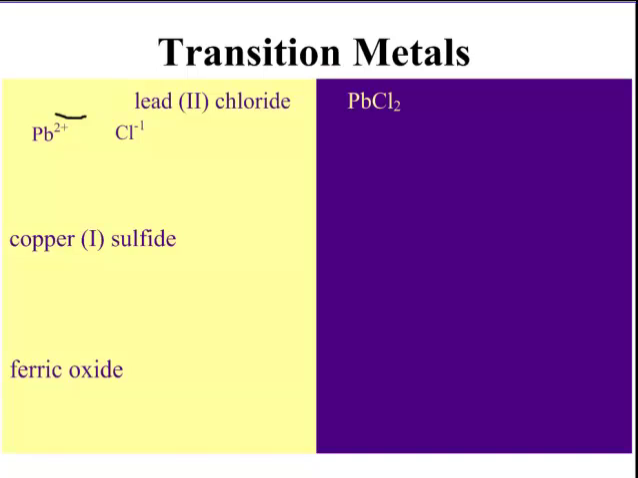Doing the same thing for copper 1 sulfide. You're dealing with copper with a +1 charge, sulfur with a -2 charge. Crisscrossing, that gives you Cu2S.